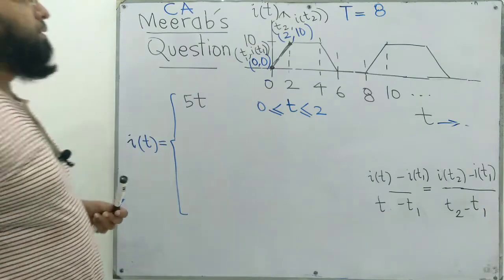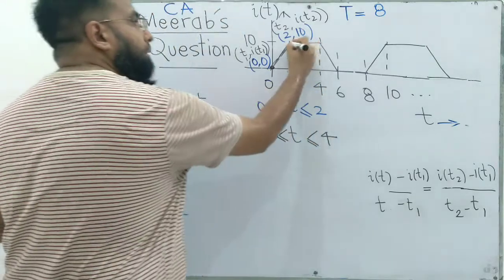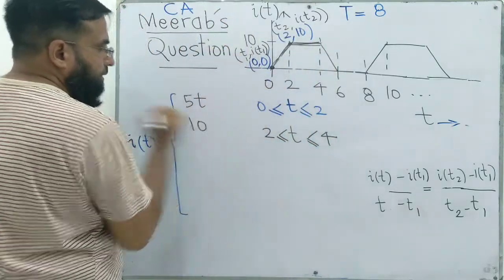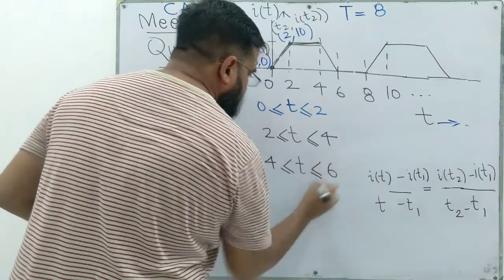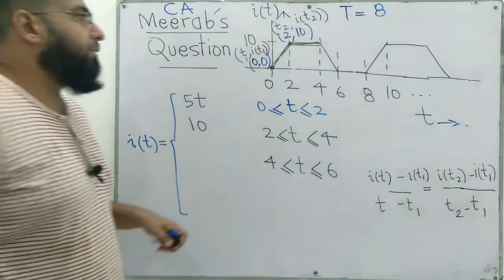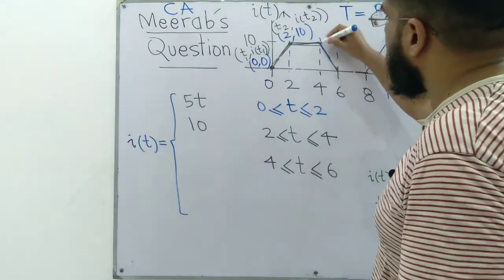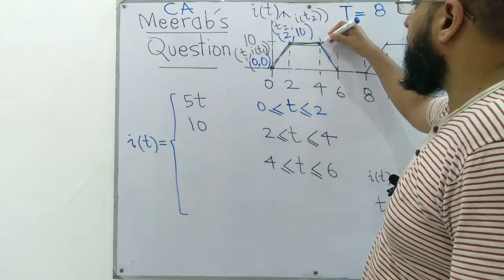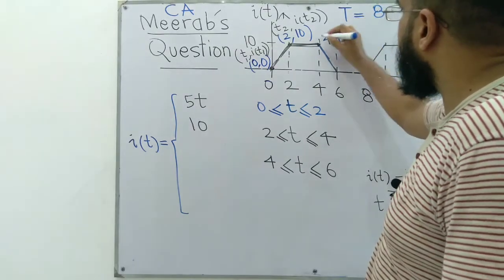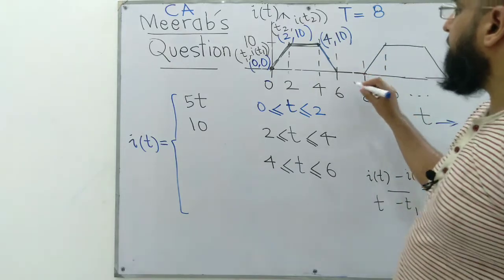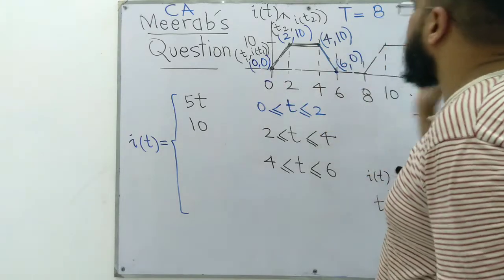Right, from 2 to 4 it's constant at 10, so this is constant 10. From 4 to 6, this is once again a straight line, but this straight line is decreasing, so we need 2 points in order to write the equation. Let's take the first point. The coordinates are, on the x-axis we have 4, on the y-axis we have 10. Here the coordinates of this point are, on the x-axis we have 6, on the y-axis it is 0.